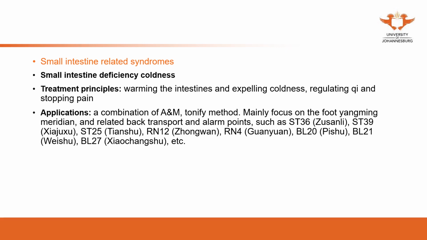The Yangming meridian is also a meridian that has plenty of qi and blood. That's why we focus on the foot Yangming meridian. Stomach 36, stomach 39. Stomach 39 is the lower He-sea point of the small intestine. Stomach 25, stomach 12, Ren 4. These three are local points, so these local points can treat the local diseases. Bladder 20, Pishu. Bladder 21, Weishu. Bladder 27, Xiaochangshu. These are the back shu points related to the spleen, stomach, and small intestine.